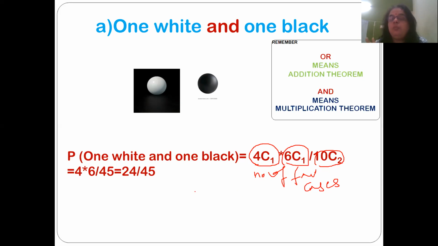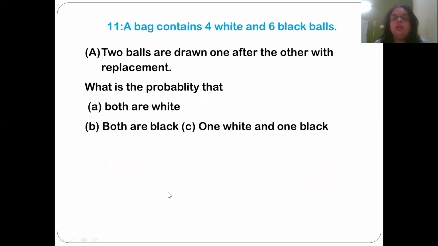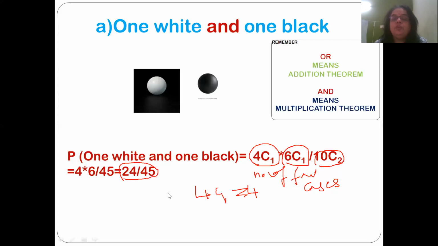That is, 4C1 is equivalent to 4, 6C1 is equal to 6, and 10C1 is equal to 10. But we have used 10C2 here. 4 into 6 divided by 45 is equivalent to 24 by 45. Now, case A is completed.